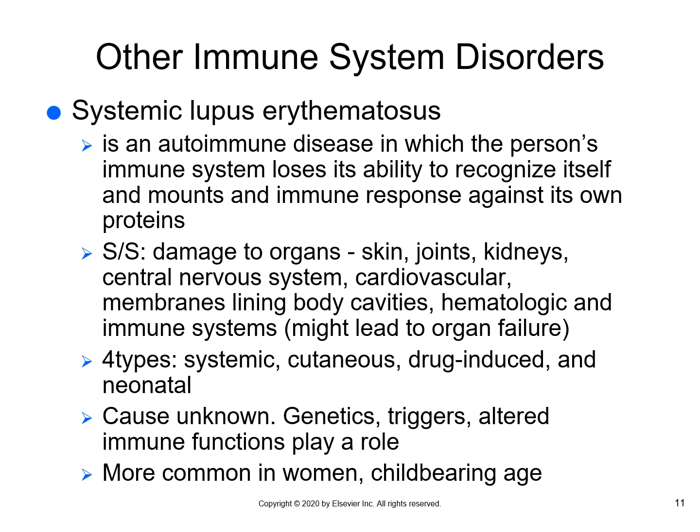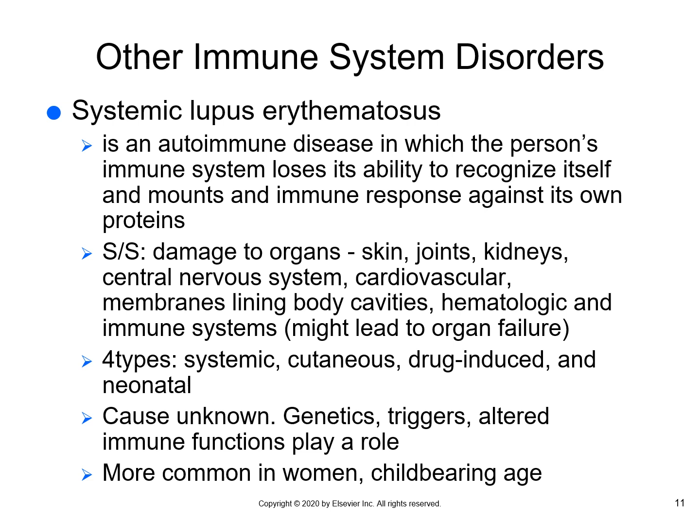So, what are the signs and symptoms of systemic lupus erythematosus? Damage to organs, like I said, is multi-organ inflammation or damage. A lot of the organs are being affected: your skin, the joints, kidneys, central nervous system, cardiovascular, the membranes lining the body cavities, hematologic, and immune system. And eventually, if it's not corrected, it might lead to organ failure.